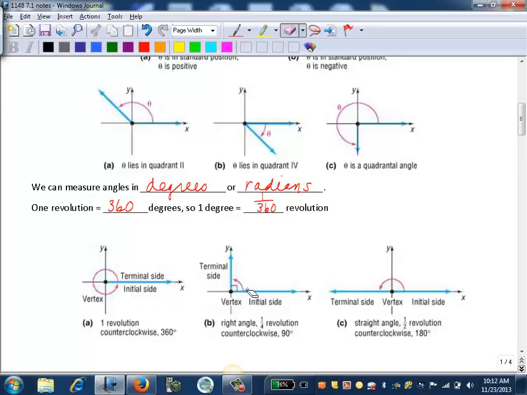Here we start on the positive x-axis. We go through a quarter of a revolution. So 1/4 times 360 degrees, that's our 90 degree angle, our terminal side here. And then here, we've got our initial side on the positive x-axis. We go through a half of a revolution. So we end up here on the negative x-axis as our terminal side. So we know that's a 180 degree angle. Half of a revolution, half of 360 degrees, gives us the 180 degree angle.